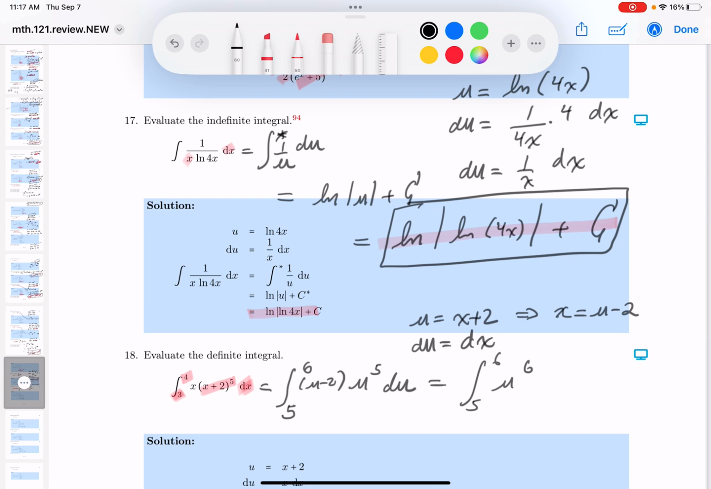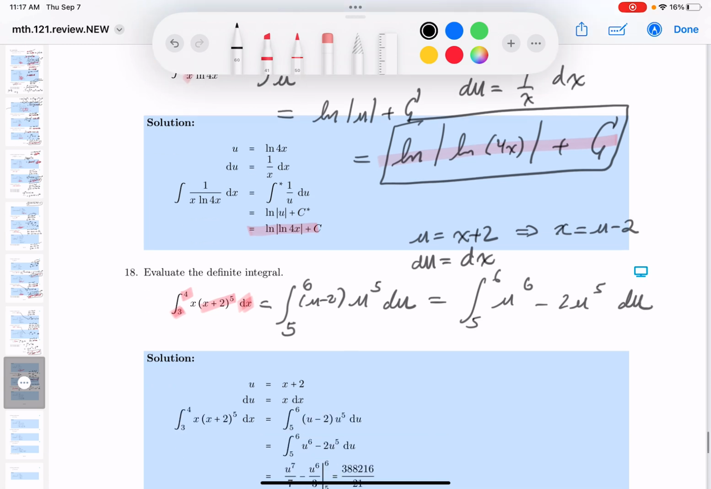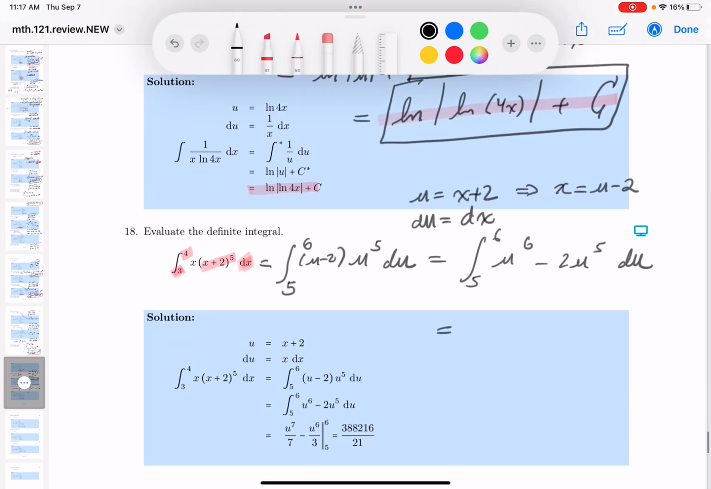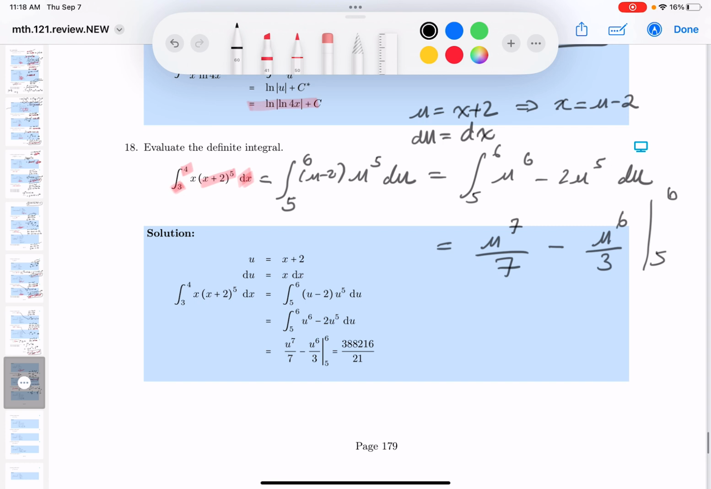u to the 6, multiplying the integrand out, minus 2u to the 5, du. Looks easy to do. Let's write that down. It's going to be u to the 7 over 7 minus, let's see, u to the 6, divide through by 6. 2 goes into 6 3 times. Limits of integration go from 5 to 6. Boy, that looks tough. What I'm going to do is get a common denominator.